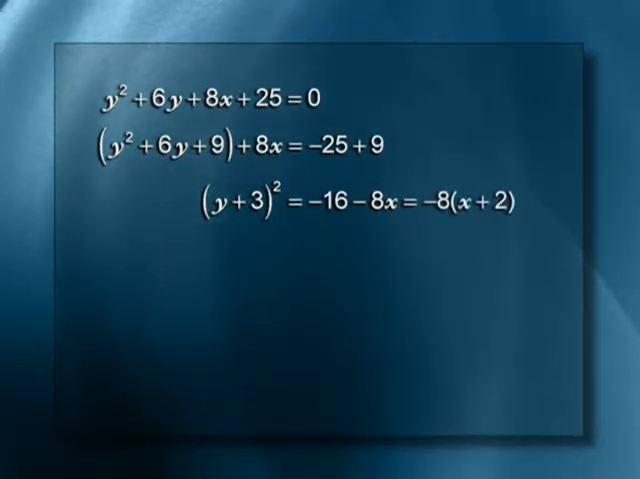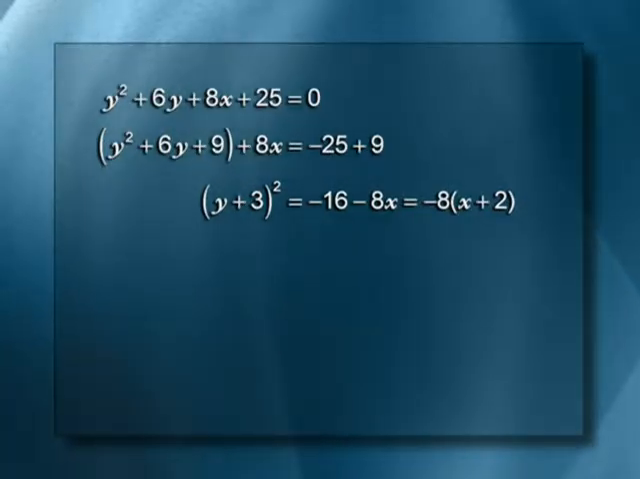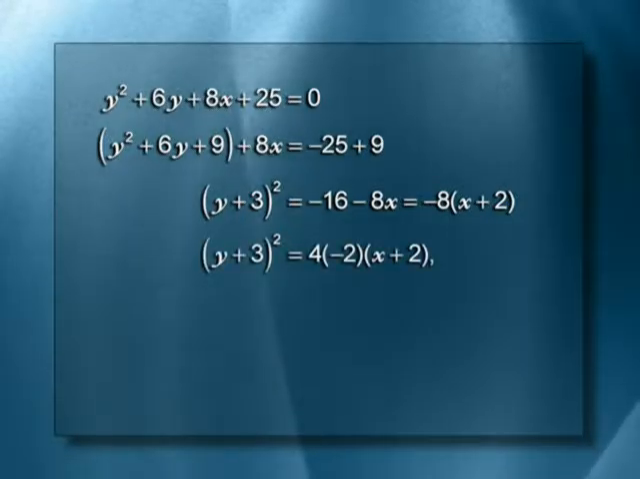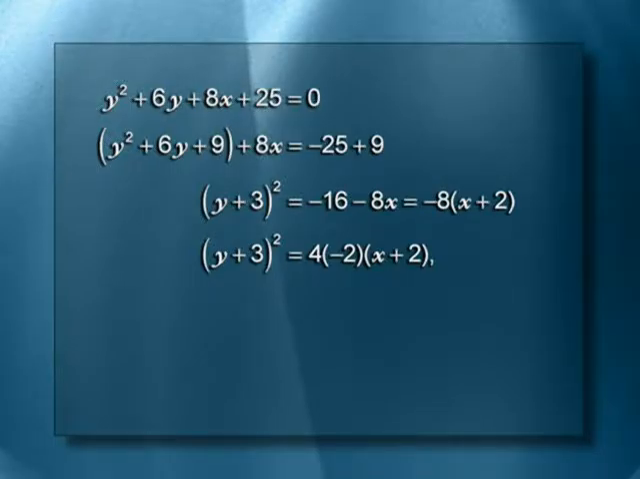First, factor out minus 8 out of the right-hand side, and you get minus 8 times x plus 2. And now do another factorization. Take out the 4, because we need a 4. So now it's y plus 3 squared equals 4 times minus 2 times the quantity x plus 2. That's a standard equation of a parabola. That's a standard equation. Let's read off the information of this standard equation.